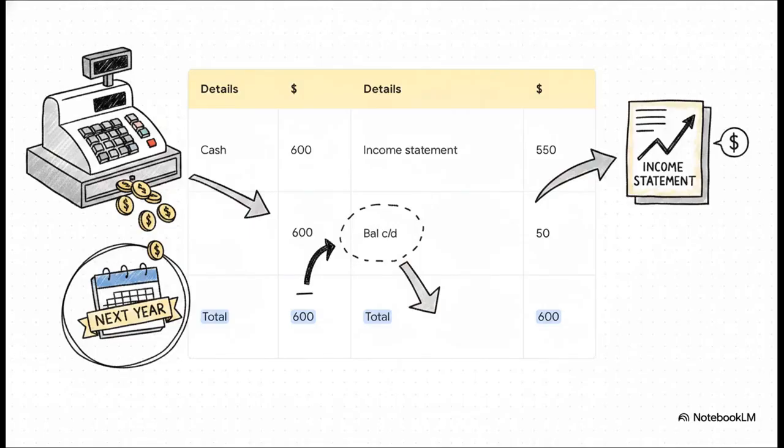Let's analyze Sheldon's ledger. He paid $600 in cash, but $50 of that was actually meant for next year. By recognizing that $50 prepayment as a balance carried down, we effectively subtract it from the cash paid. The remaining $550 is the true expense that perfectly matches the reality of this current year. And that's the number that goes to the income statement.